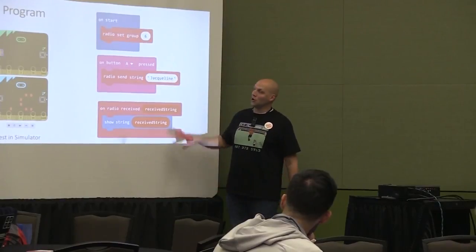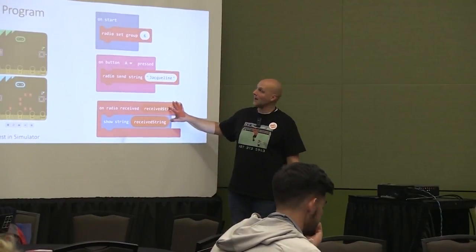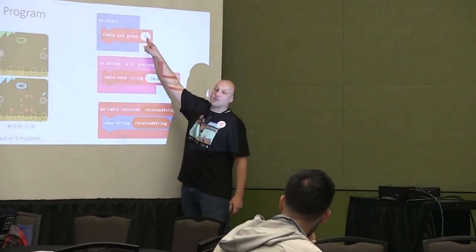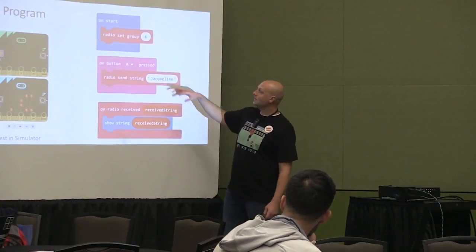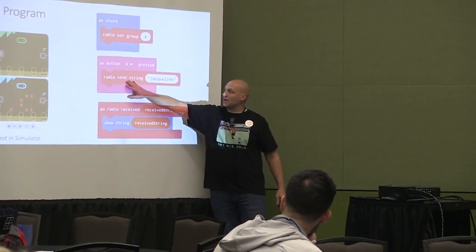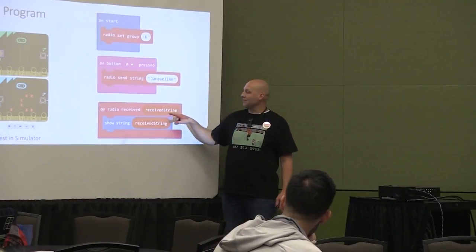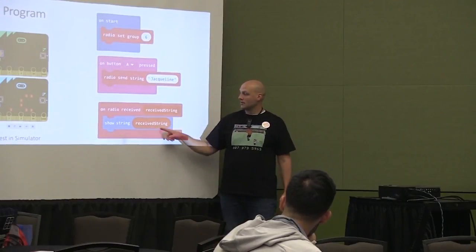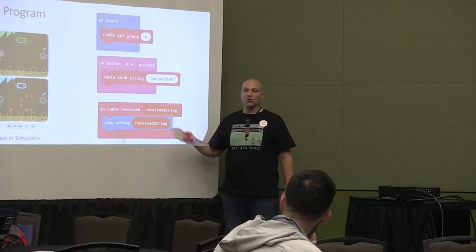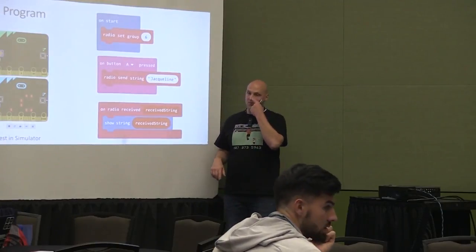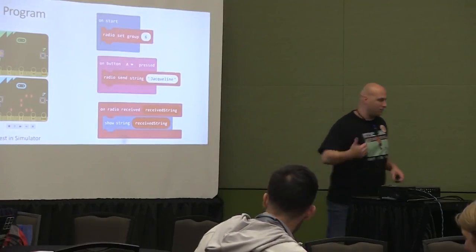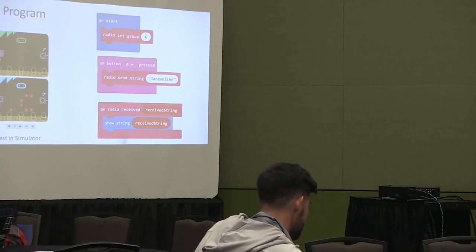So this is what your total code should look like. On start, your radio set group, whether you're one through six. On button press, we're sending a send string of your name. On radio receive, the receive string, show string, receive string. I've put in the notes, and if not, I'll make sure I link it in there. You can add comments to all your code.